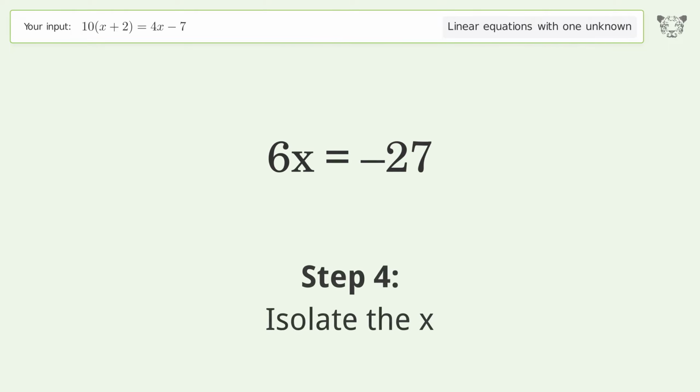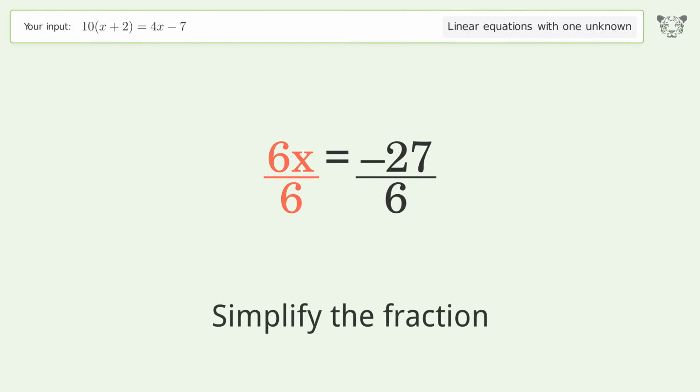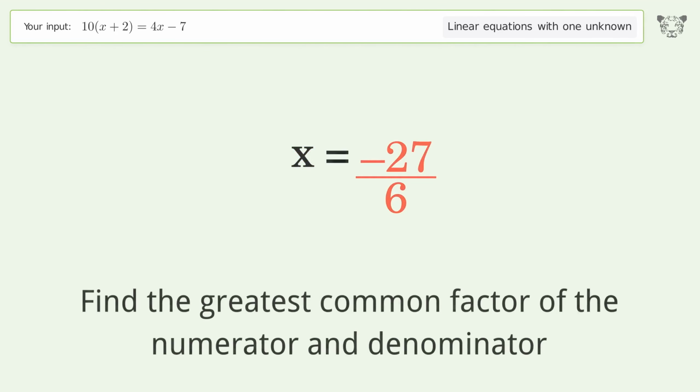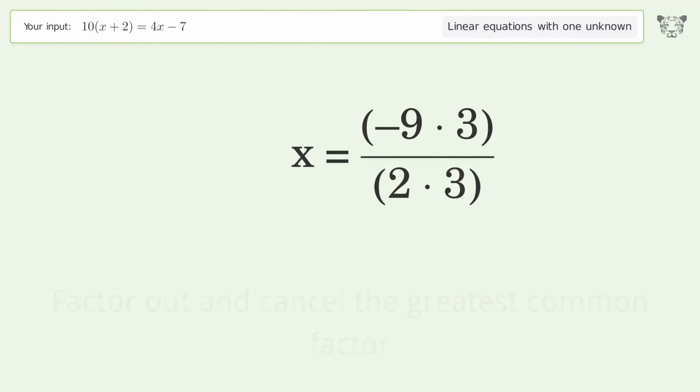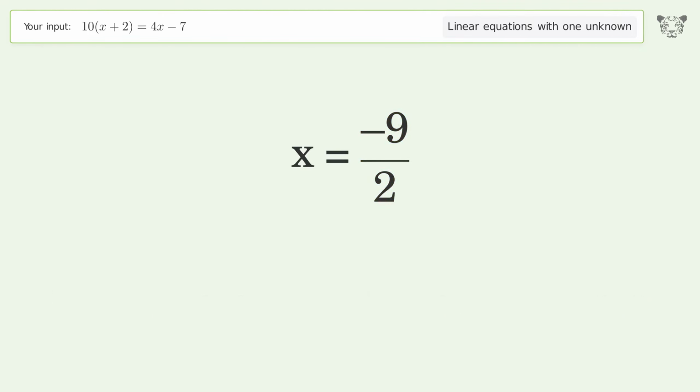Isolate the x. Divide both sides by 6. Simplify the fraction. Find the greatest common factor of the numerator and denominator. Factor out and cancel the greatest common factor. And so the final result is x equals -9/2.